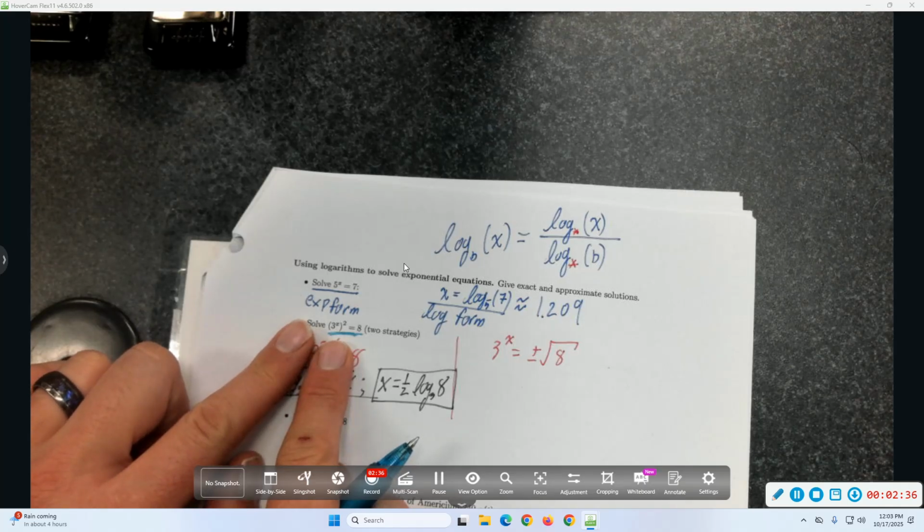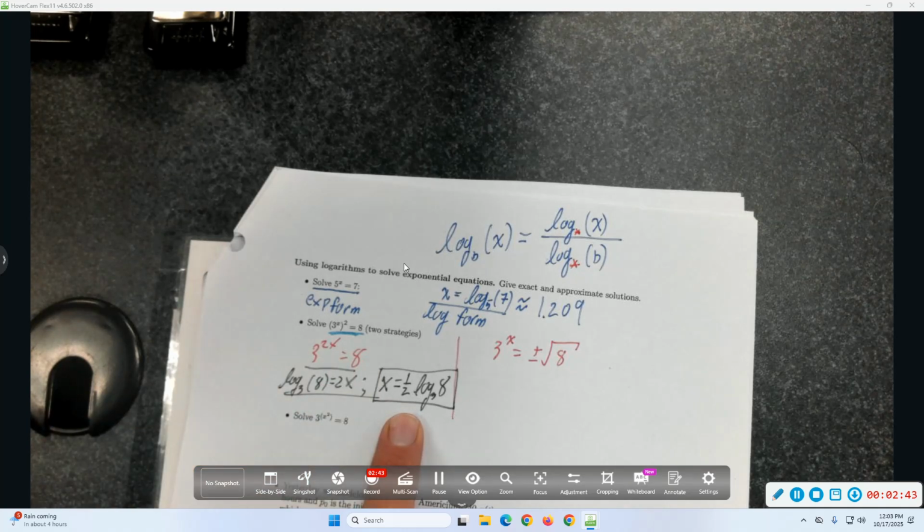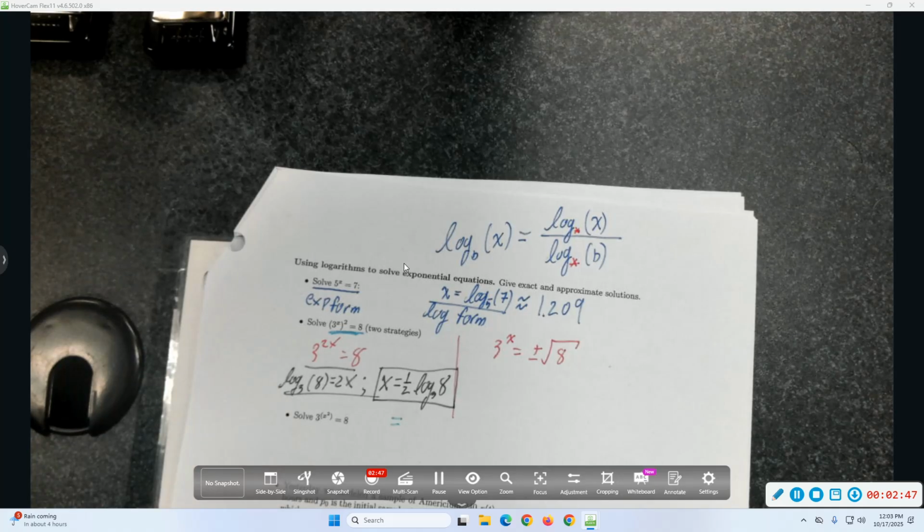Yeah? I was just going to ask, to do the logs in the calculator, would it be log 8 divided by log 3? Yeah, so if you have a calculator, chances are, what calculator are you using? I'm using a TI-84. Cool, you can definitely enter in an arbitrary log. I know that the TI-84 can do that. Okay. Maybe I don't know how, but I know that it can.